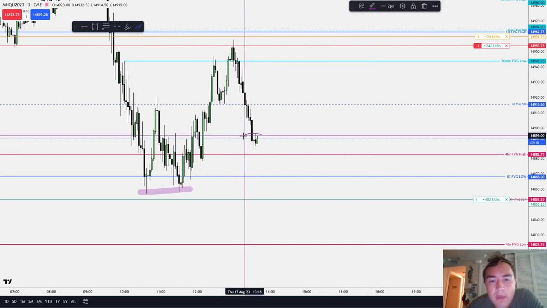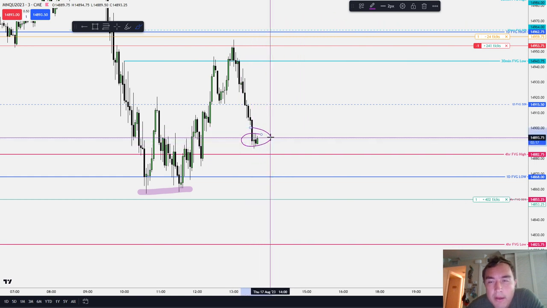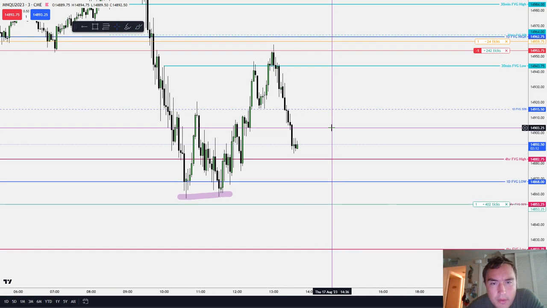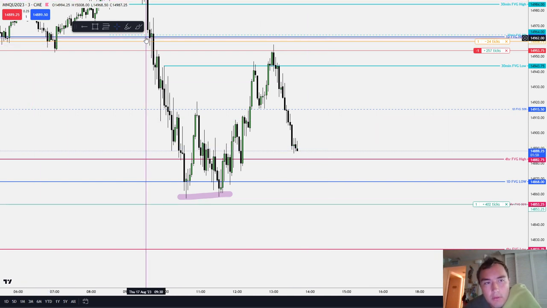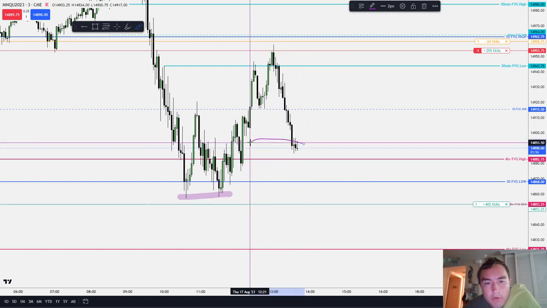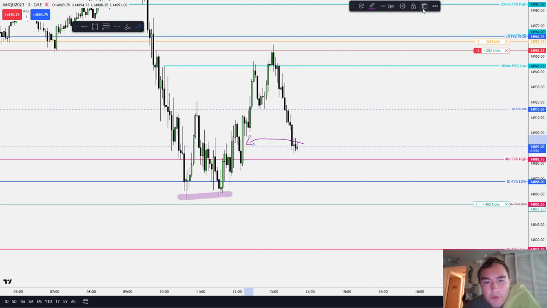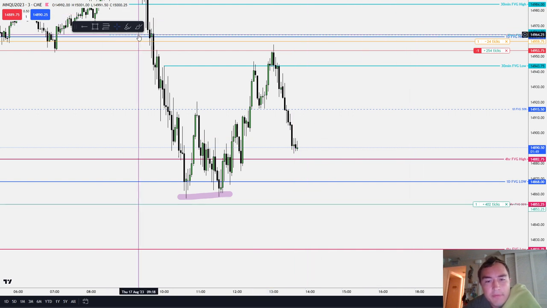So right now you will have people thinking to go long right here. That would be a mistake. So it's working through the order flow here to the left. Just working through that. It's just grinding through it right now. We haven't had a flush yet.